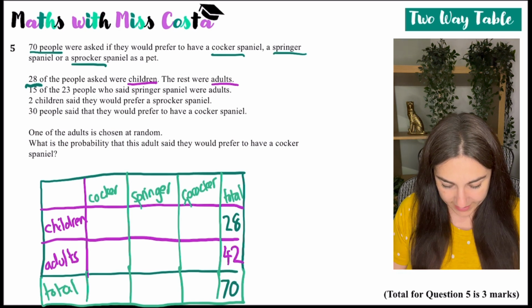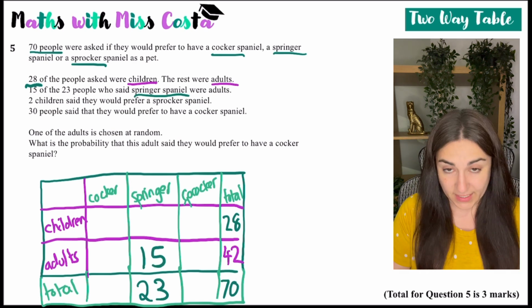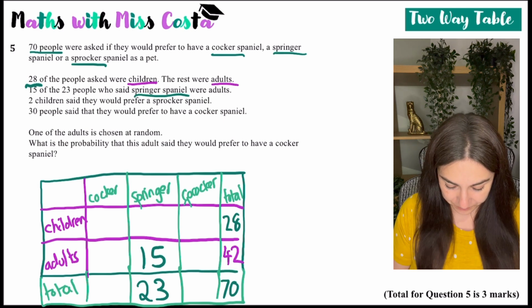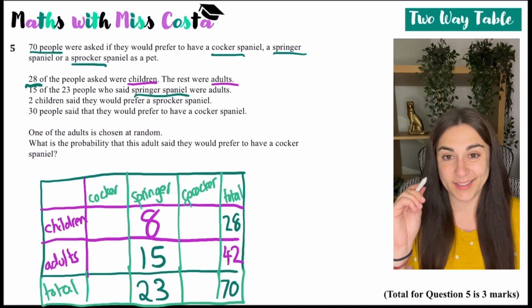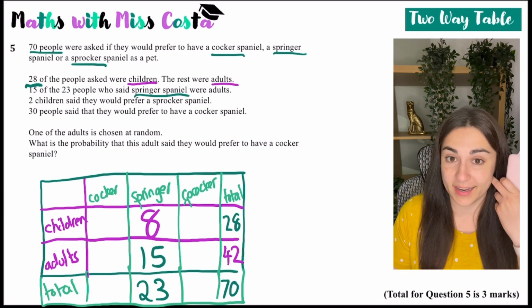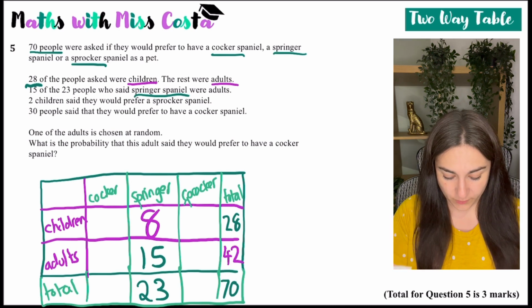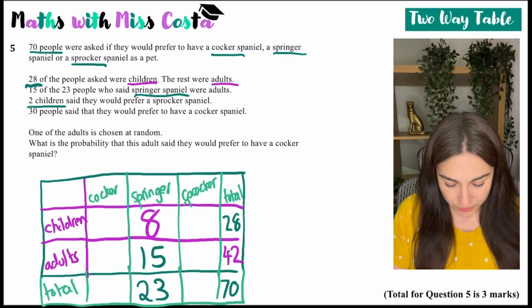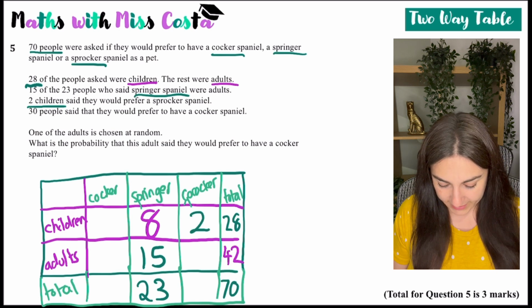You're then told that 15 of the 23 people who said Springer Spaniel, so where you see Springer, you know there's 23 in total, and that 15 of those were adults. So once again, 15 plus something must add up to 23. So 23 take 15 leaves you with 8. In pink is all the ones that I'm working out just by elimination, and in green is all the information that I've been given from the question. 2 children said they would prefer Sprocker Spaniel. So in the children, the Sprocker is 2.